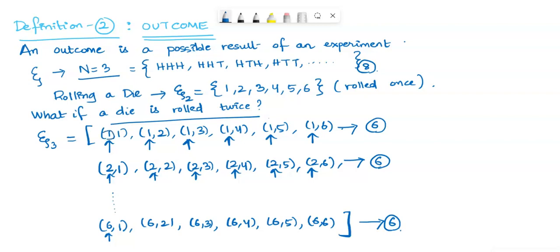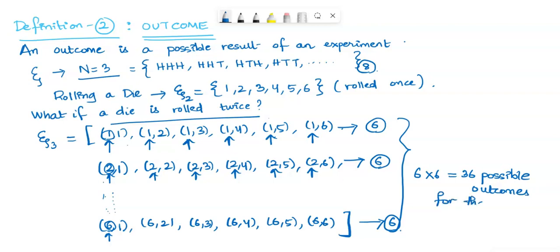So at the first instant there are 6 possible terms. At the first instant we have kept it constant and varied the second instances. So like this we will have how many? 6 cross 6 is equals to total 36 possible outcomes. 36 possible outcomes for the random experiment of rolling a die twice.